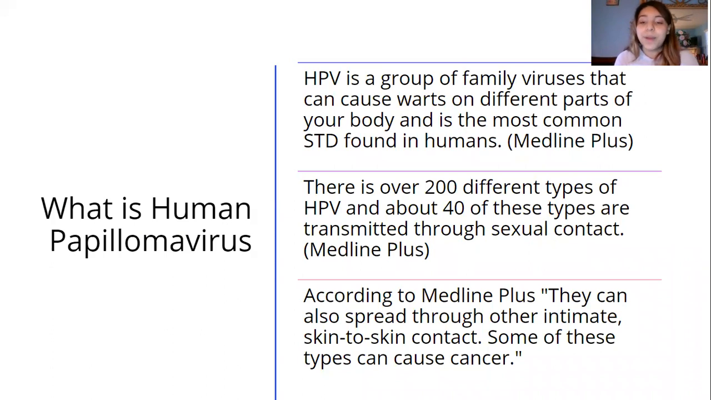So what is a human papillomavirus? HPV is a group of family viruses that can cause warts on different parts of your body, and it's the most common STD found in humans. There are over 200 different types of HPV, but only 40 of them can give you cancer. According to Medline Plus, they can also spread through other intimate skin-to-skin contact. Some of these types can also cause cancer.